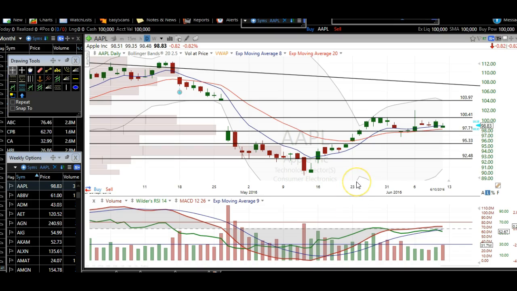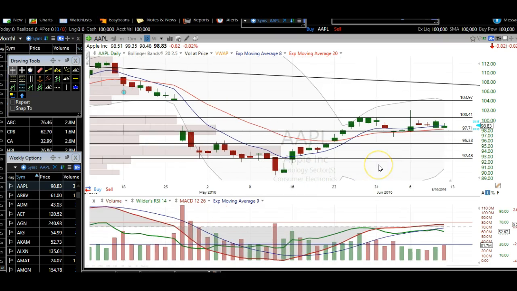All right, so let's get into these charts here. First, we're going to start with Apple. So Apple here, a couple things that I'm seeing. We've got resistance here. Nothing's changed since the last video really, but we're just kind of reiterating. Resistance at 100.40, support at 97.70.